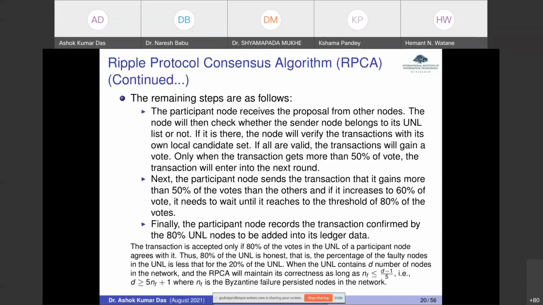If we compare the practical Byzantine fault tolerance algorithm with the Ripple protocol consensus algorithm, one of the criteria required is that the number of nodes in the network needs to be at least 5NF plus 1, where NF is the number of Byzantine faulty nodes in the network.